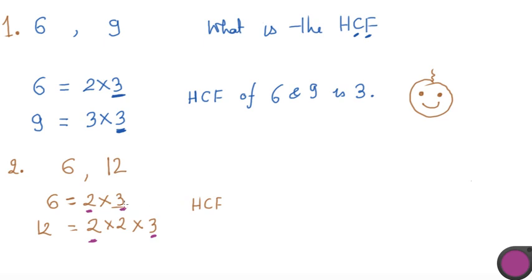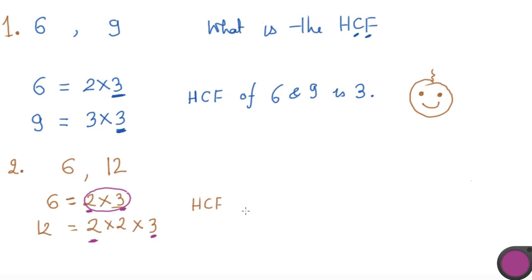So what are the common factors now? The common prime factors are 2 and 3. And what is the common factor? If you multiply this 2 and 3, that will give you 6. And this also gives you 6. So 6 is a common factor, right? So 6 is common between them.